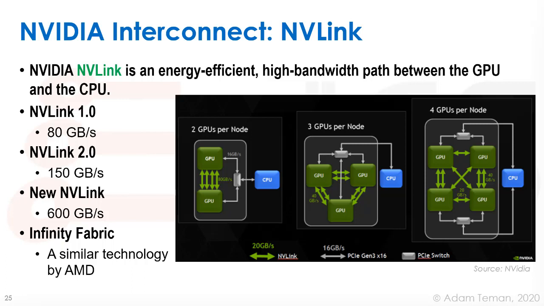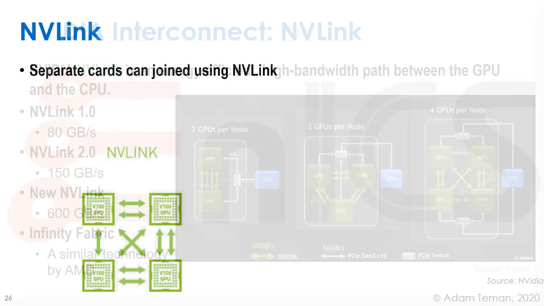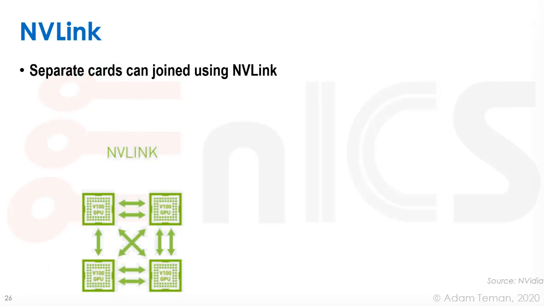There's also something called Infinity Fabric, which is a similar technology by AMD, but again, since really NVIDIA is the leader in this field, I've been showing you the NVIDIA types of cards and their names. So NVLink is really what NVIDIA is providing to do these really fast connections. When we say NVLink, we can connect several of these cards together in some sort of a crossbar fashion and keep really high bandwidth between them.